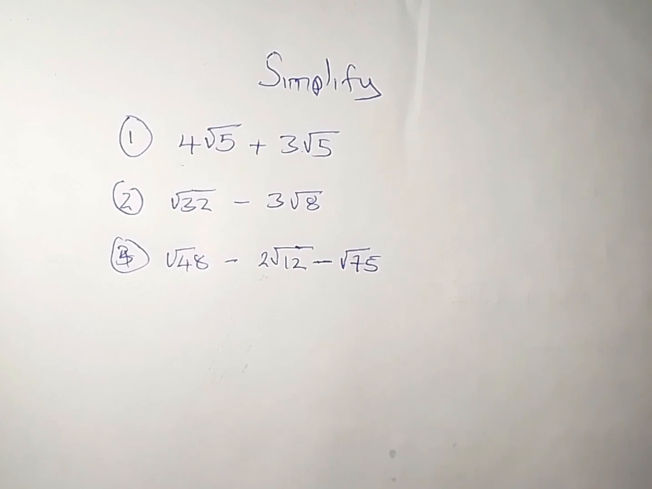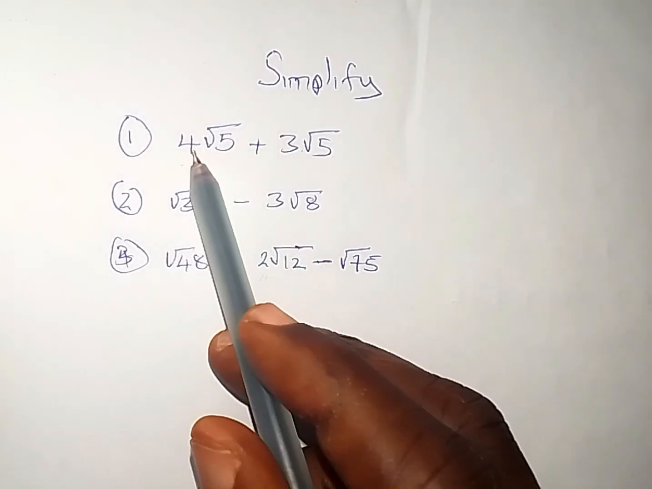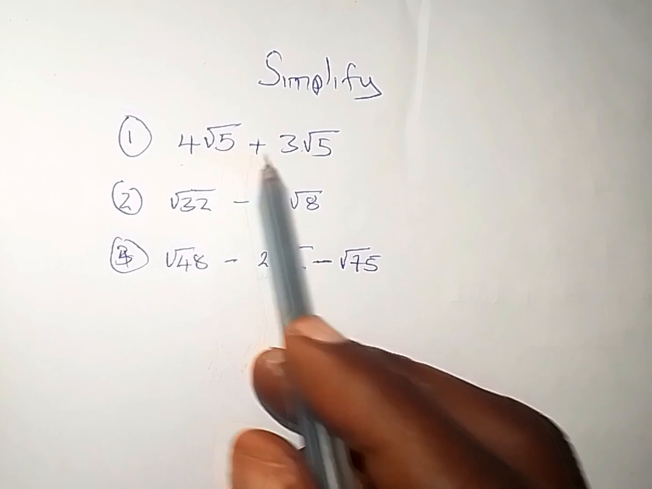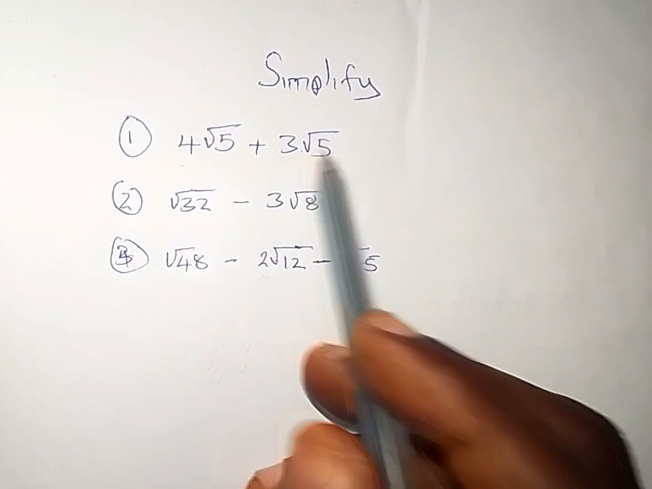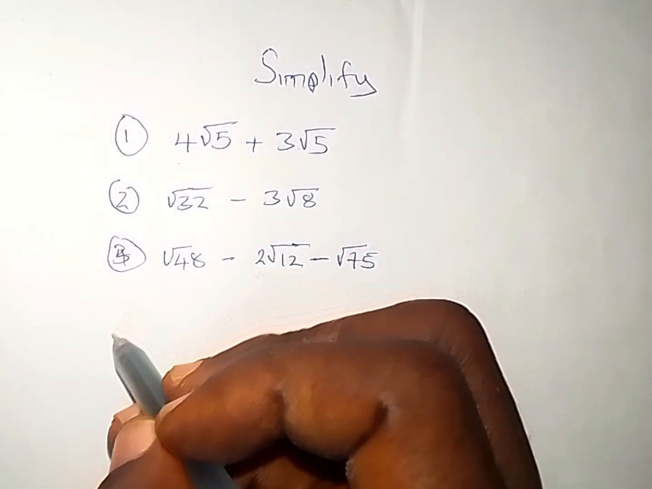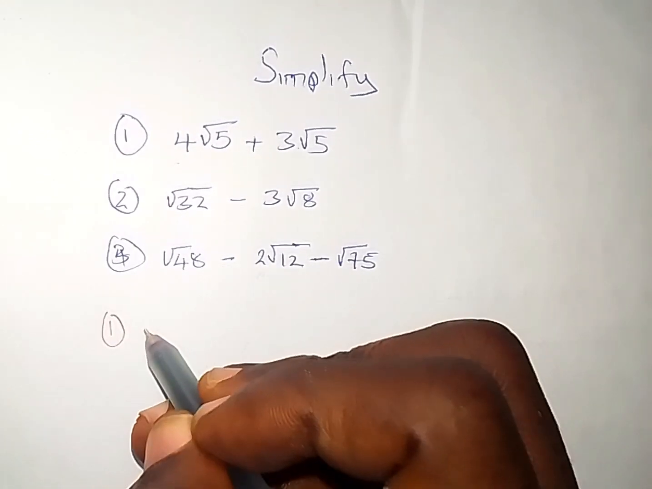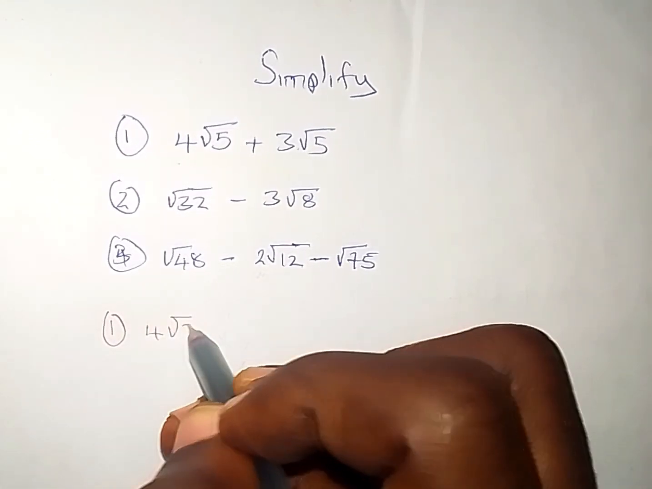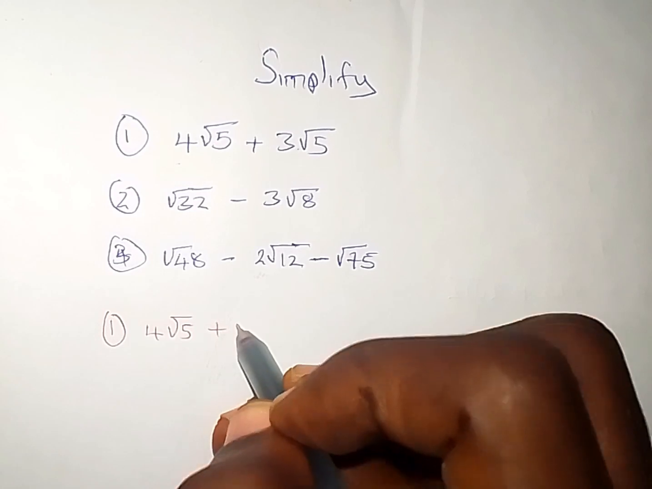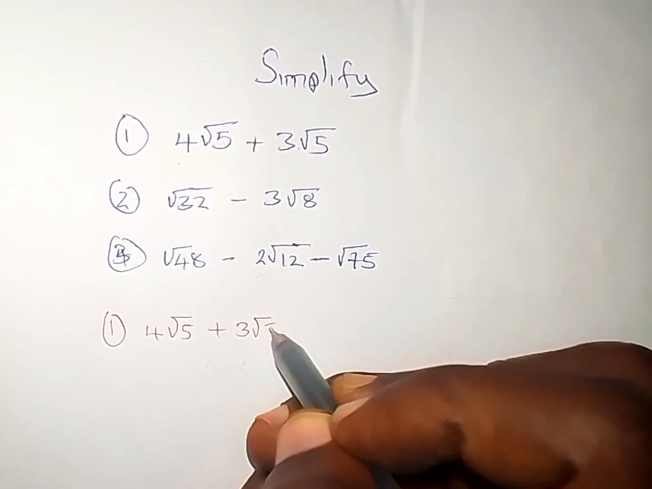The first question says, simplify 4 root 5 plus 3 root 5. Solution number 1: 4 square root of 5 plus 3 square root of 5.